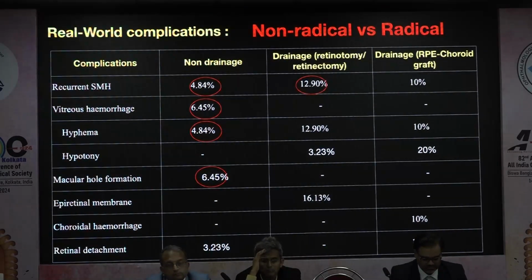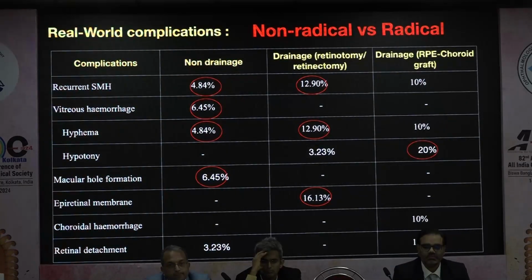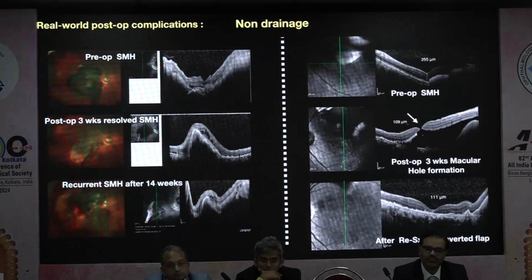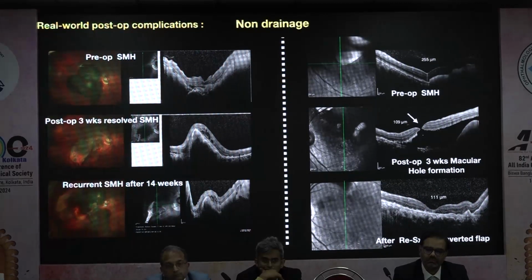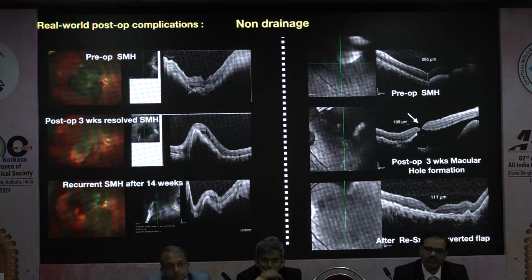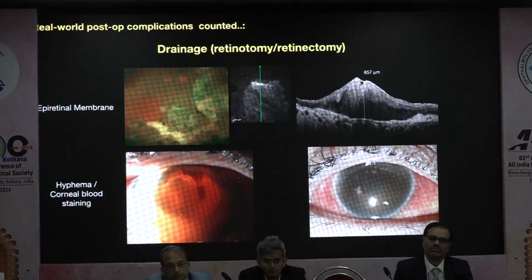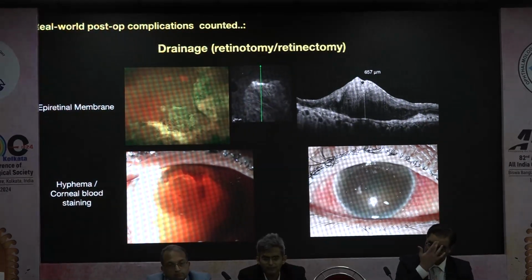And if you are considering the radical approaches, you have to be cautious about corneal blood staining and epiretinal membrane formation. And if you are considering the RPE choroid patch graft cases, you have to be very cautious about hypotony as well as recurrent RD. These are the few complications: non-drainage complications like recurrent submacular hematoma, or on the right hand side recurrent macular hole formation. This is the group of drainage, that means radical surgery, with chance of epiretinal membrane, chance of hyphema, corneal blood staining.